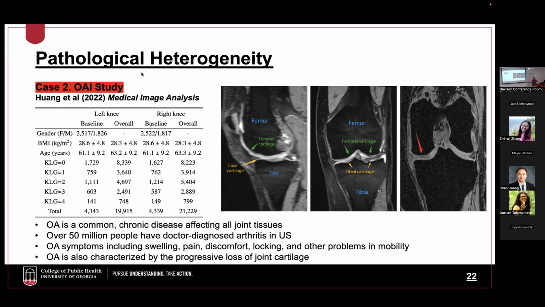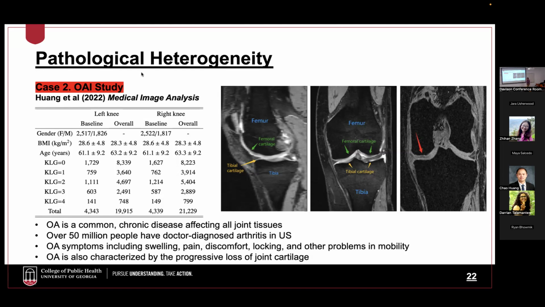Not only for the knee, we also have the twist and all the different parts in our body. If there is a joint there, it has the risk of this kind of OA disease. In the US, there are over 50 million people with a doctor-diagnosed osteoarthritis. We also have common OA symptoms, including swelling, pain, discomfort, locking, and other different problems in their joint areas.